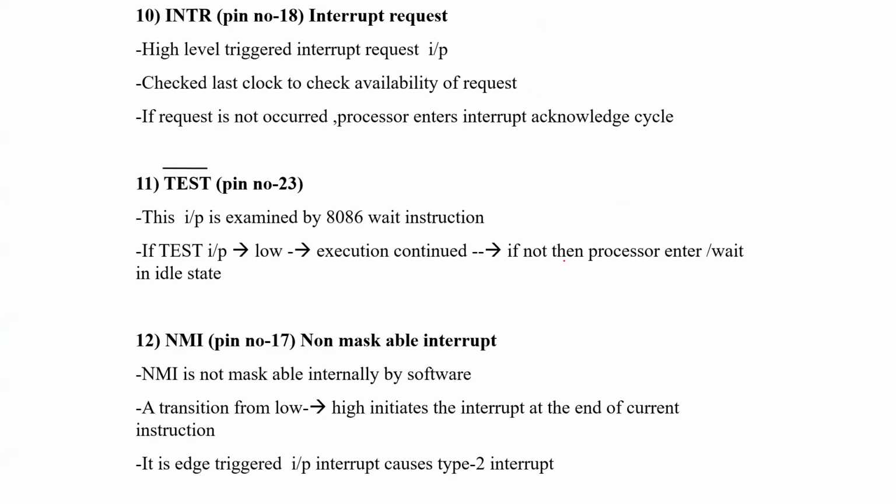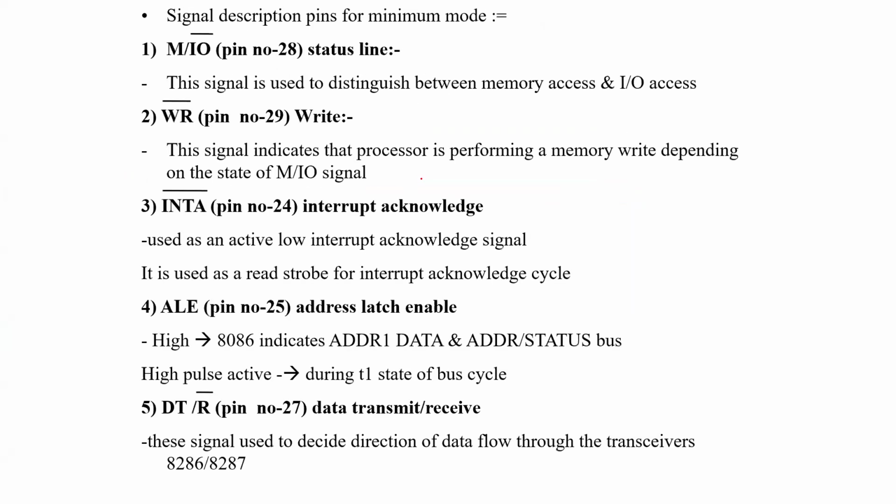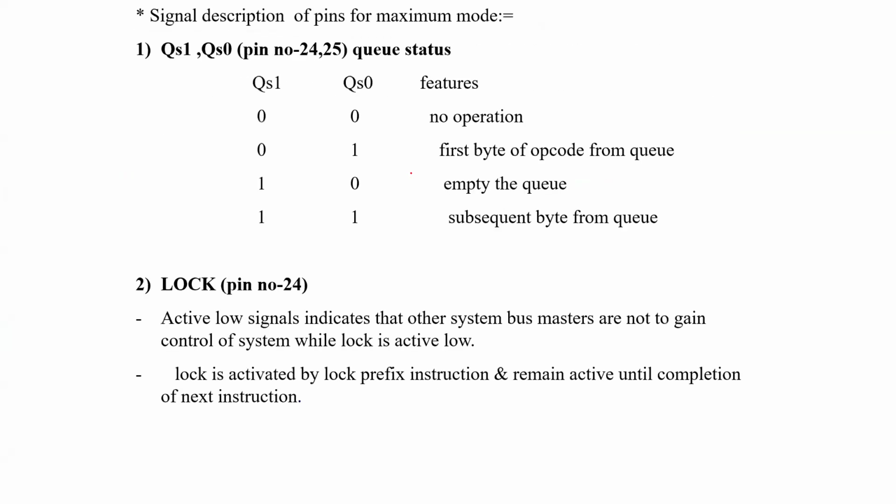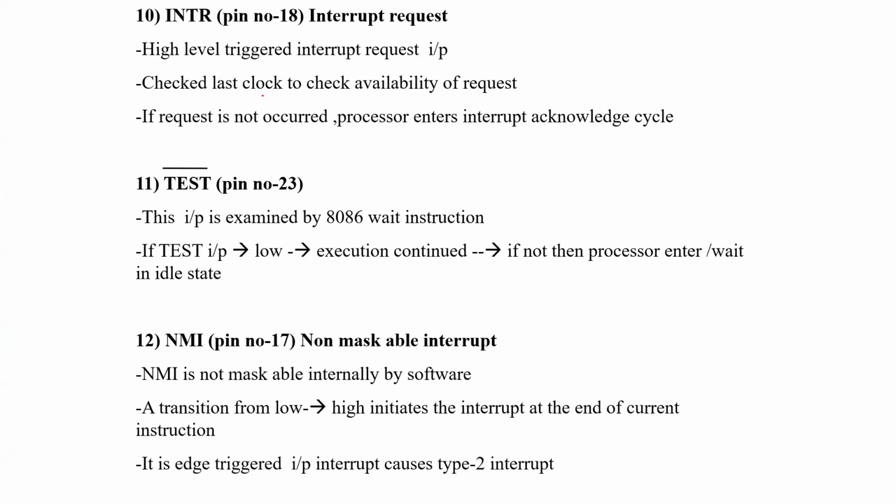Next is interrupt. So first of all, the interrupt pin. What is interruption? Suppose the microprocessor is doing some work. In between this work, any problem comes or the user wants to do some other work which is more important than what the microprocessor is doing presently. At that time, the user can give some interruption. So this is called an interrupt request.